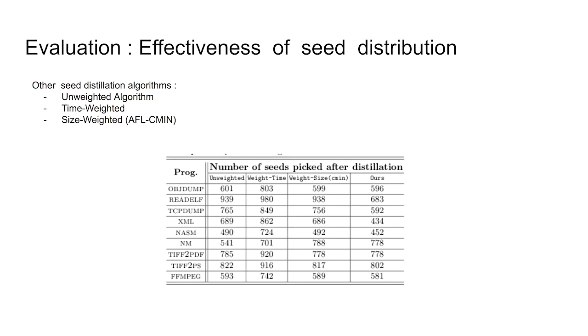We conducted another experiment to compare our algorithm with existing seed distillation algorithms. We run these algorithms on 1,000 random seeds from each of our benchmark programs and count the number of the picked seeds. As shown in the table, our algorithm reduces more seeds than other existing algorithms in every benchmark program, demonstrating better effectiveness.